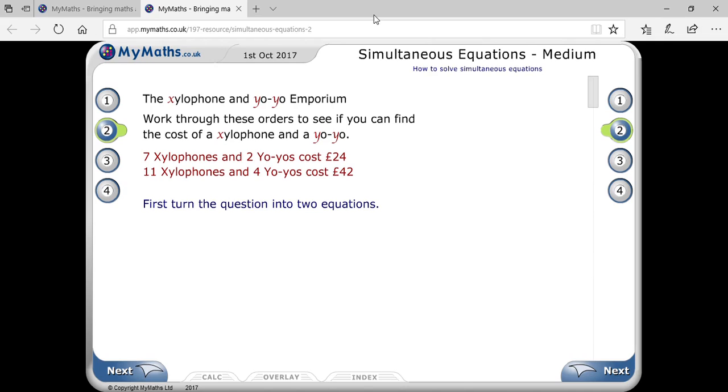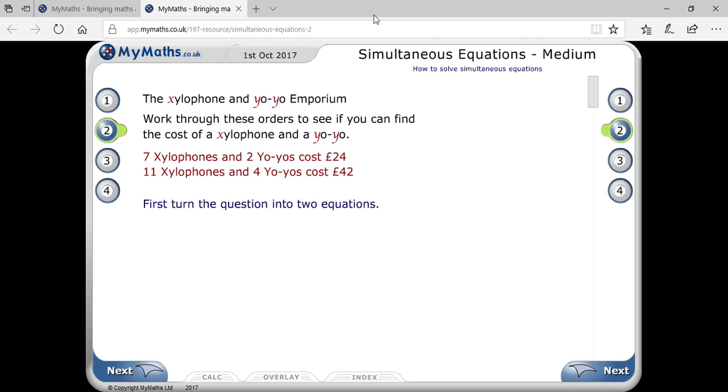Yeah, because of the cost. That's because of the cost, right? Yes. Because the cost of one object is what you have to determine, and regarding that, you will be able to frame the equation, and then you have to simplify or solve it. So 7x plus 2y equals 24, that will be the first equation. And here 11x plus 4y equals 42, that will be your second equation, okay?